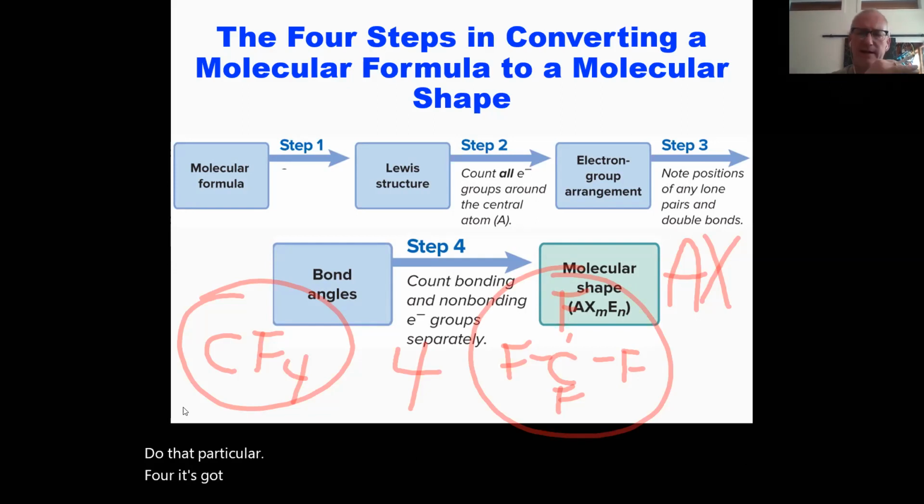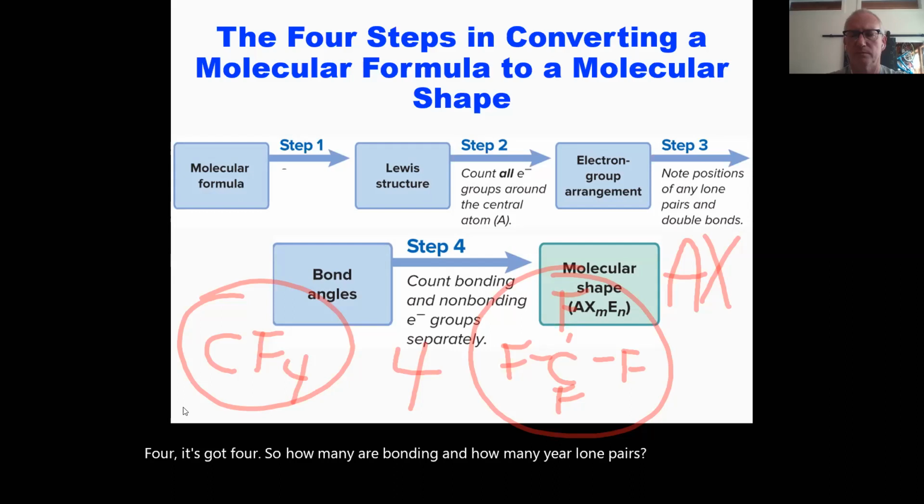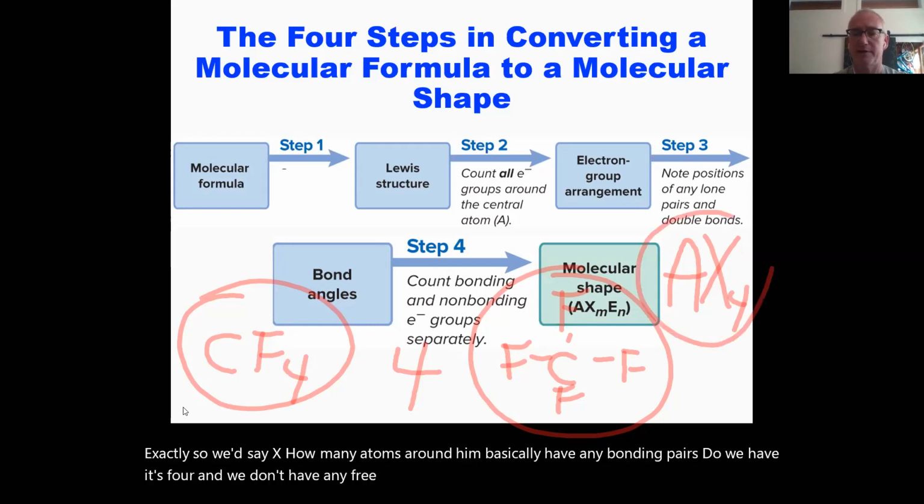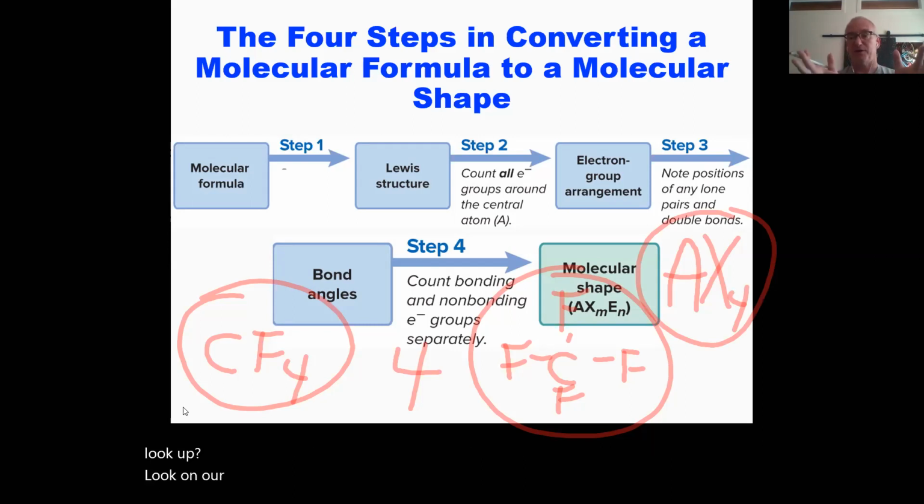So how many are bonding and how many are lone pairs? 4 bonding and 0 lone pairs. Exactly. So we'd say X, how many atoms are around? Basically, how many bonding pairs do we have? It's 4. And we don't have any free electrons. So basically what we would do is then just look on our table, AX4, what shape is that? And we'd see it's tetrahedral.